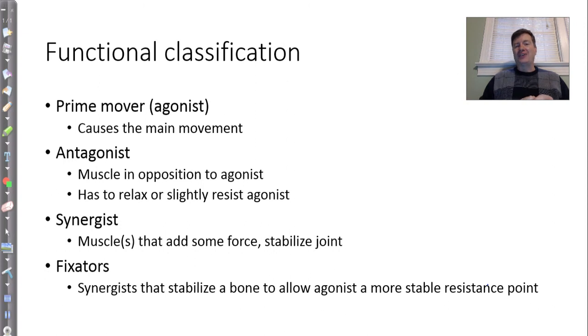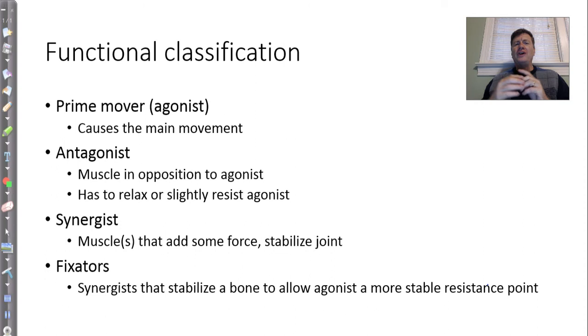The antagonist, if you remember your terms from literature, is the one who opposed the main character or the hero. The antagonist is working in opposition to or in resistance to the agonist. So in that case, the triceps brachii is going to be the antagonist to the agonist.